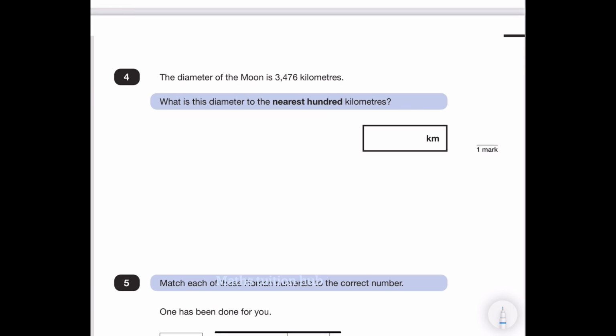The diameter of the moon is 3,476 kilometers. What is the diameter to the nearest 100 kilometers? So round this number to nearest hundreds. So 76 is more than 50, so we need to round up 4. We need to round up hundreds digit. So that will become 3,500. So that's 3,500 kilometers.